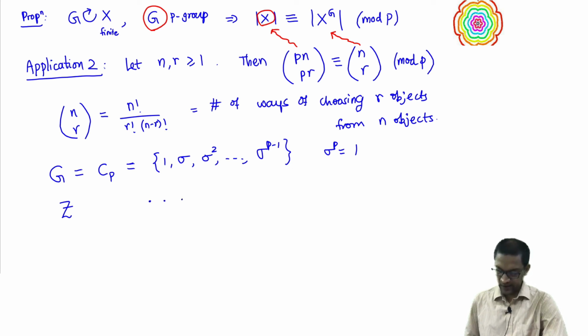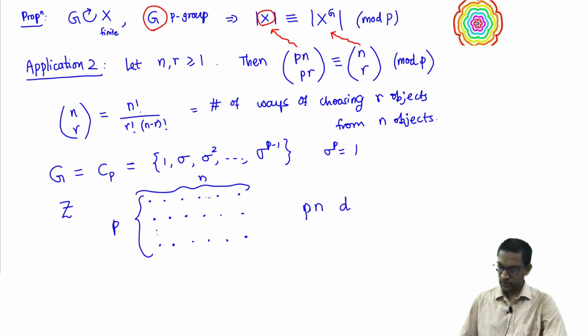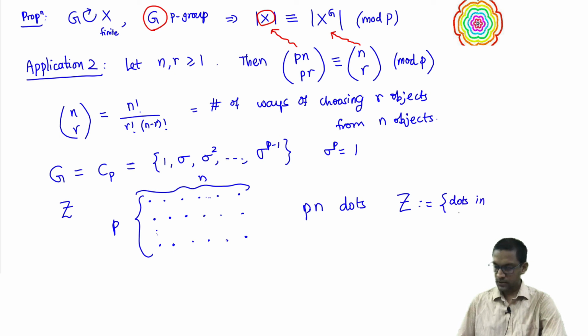So let's construct a rectangular grid of dots. So imagine I have a grid like this, okay, and so some number of rows, some number of columns. So let me assume it's got P rows and n columns. Okay, so I have a rectangular grid of dots. So of course this has Pn dots in all. Okay, so I'm going to take my set Z to be the set of all the dots in this diagram. So first my set Z is the set of all dots in this grid. Okay, that's my set. The elements are the dots.